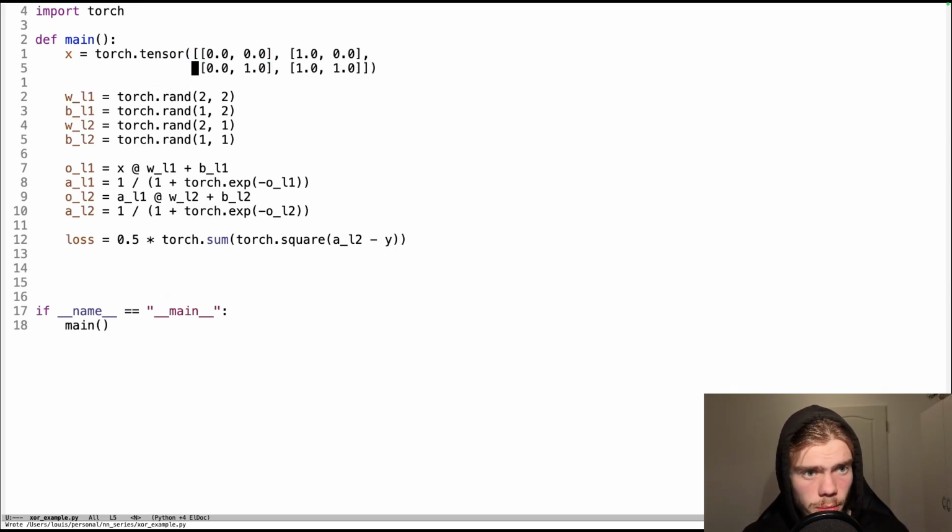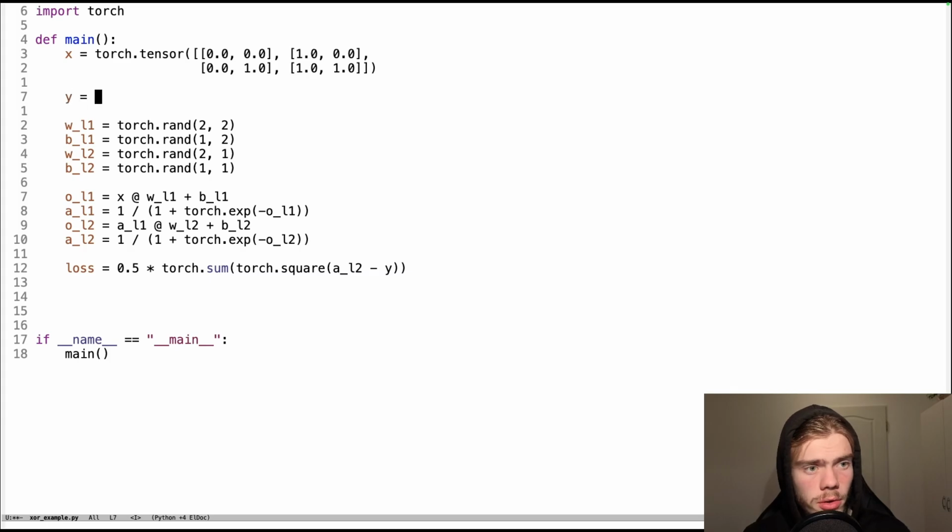Let's make it a little more readable. And the corresponding output is also a torch tensor, and we expect a 0 for the first one, a 1 for the second input, another 1 for the third input, and a 0 for the last input. So 1, 1 should be 0, 0, 0 should be 0, 1, 0 should be 1, and 0, 1 should be 1. That is exactly that.